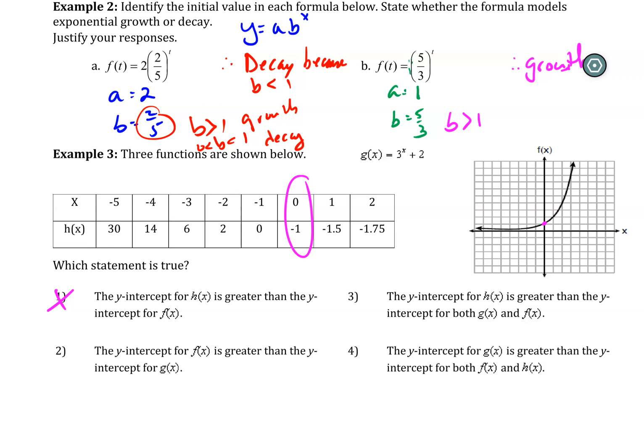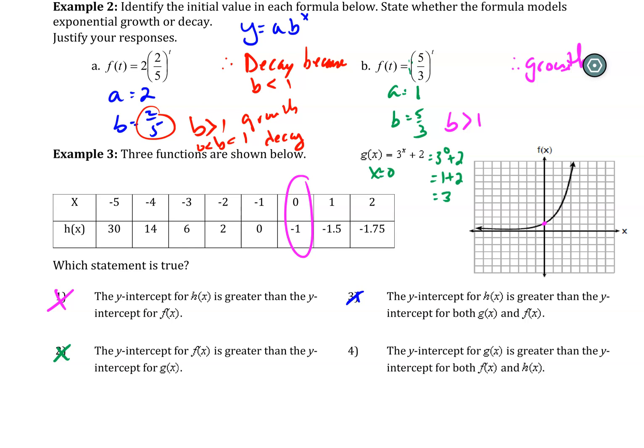We've got the y-intercept of f of x is greater than g of x. So if we look over here, when is x equal to 0? If I plug that in, I'm going to get 3 to the 0 plus 2, which anything raised to the 0 power is 1. So that would be 3. So f of x intercept is not greater than g of x, so that one's out. Y-intercept h of x is greater than y-intercept of both g of x and f of x. Well, that one is also clearly wrong. And therefore, this should be our answer.